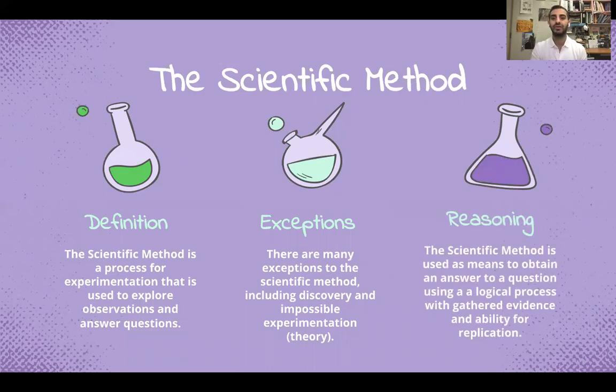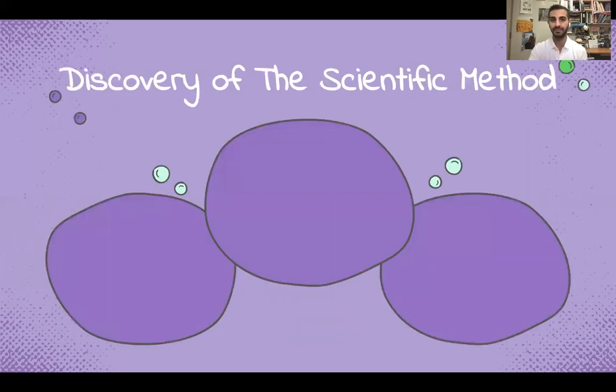And then finally, the reasoning behind the scientific method. It is a means to obtain an answer to a question using a logical process with gathered evidence and the ability to be replicated. So when you practice science and you use the scientific method, something that's really logical, it's replicable too, so that if somebody, for whatever reason, wants to prove that your science works, they can go ahead and replicate the experiment using the scientific method. And again, this will get easier as we talk about it.